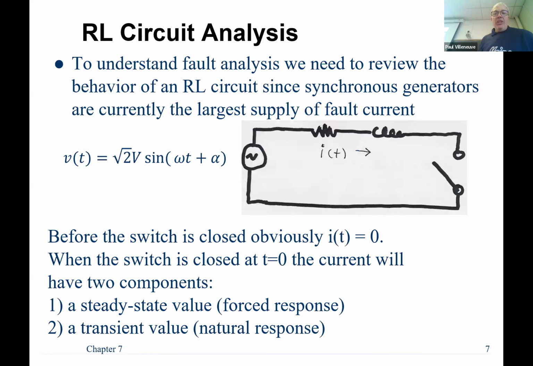All right. So let's do an RL circuit. Why an RL circuit? Because that's what the transmission line is, right? It's a resistor and inductor. The transformer is a resistor and inductor. The generator is a resistor and inductor. You do have some capacitance to ground on lines, but for the vast majority of cases, they're going to be primarily inductive and resistive.